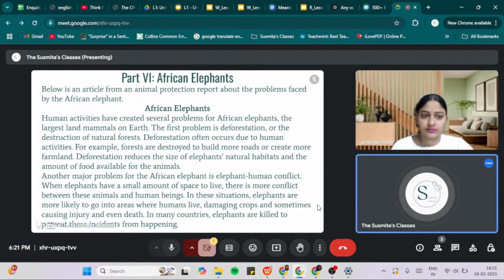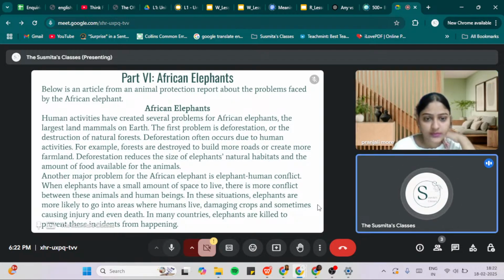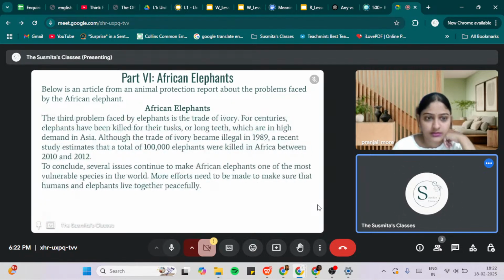You can just write COZ for your reference, because of, cause. You can just write human activities. Okay. Then the second problem, African elephant, is elephant human conflict. Correct? They have a small amount of space to live. Correct? It has been highlighted. One word, जो खुद को याद रहे वैसे words you have to write. ठीक है? Then next, the third problem, it has been explicitly mentioned over there.